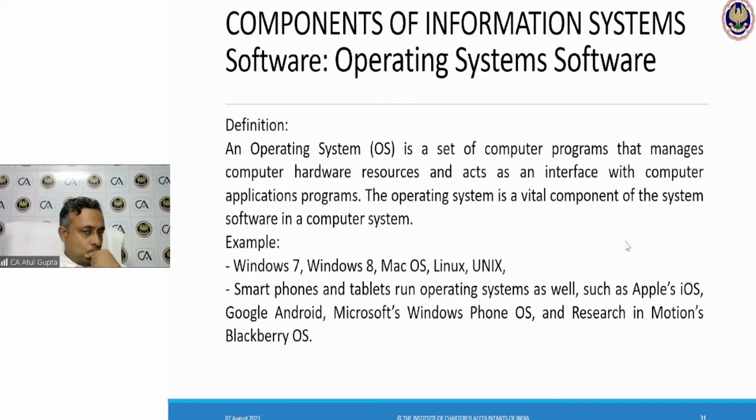Operating system software. An operating system is a set of computer programs that manages computer hardware resources and acts as an interface with computer application programs. The operating system is a vital component of system software in a computer system. Examples you now know, so I'll not be reading through this. Okay, good. So Varsha has a question: what is a plotter? I'll explain after the definition.